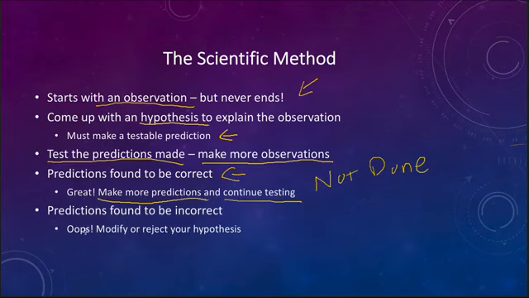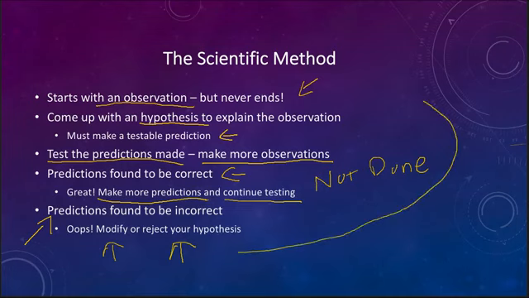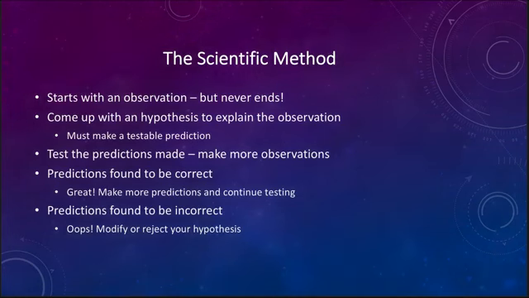Or you may find out that your predictions were incorrect. Oops, I made a prediction that this was going to happen and something completely different happened. That leaves you with a couple of options. You can either modify the hypothesis and make adjustments to it to have it fit your observations, or, if things are bad enough, you might have to reject your hypothesis altogether and start over. Let's come up with a new hypothesis that explains not only our original observation, but our new observations as well.